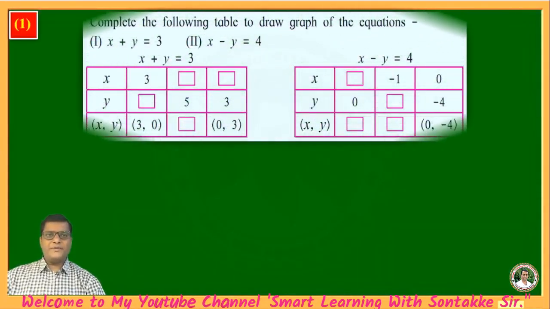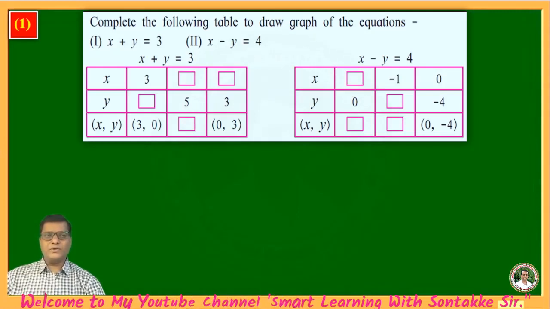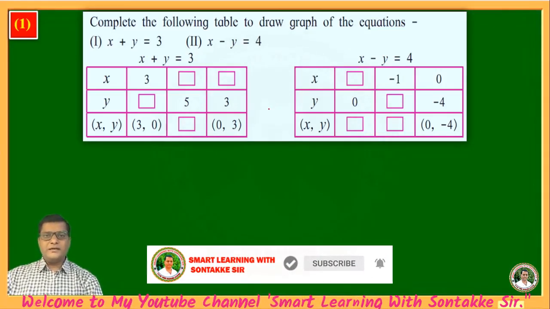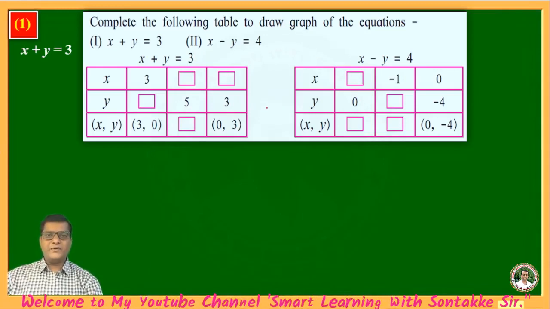Let's see first example. Complete the following table to draw a graph of the equations x plus y is equal to 3 and second x minus y is equal to 4. Here activity is there, here table is given. First write the given equation and convert it, that is y is equal to 3 minus x. Even if you do not convert this, we will also get the answer.